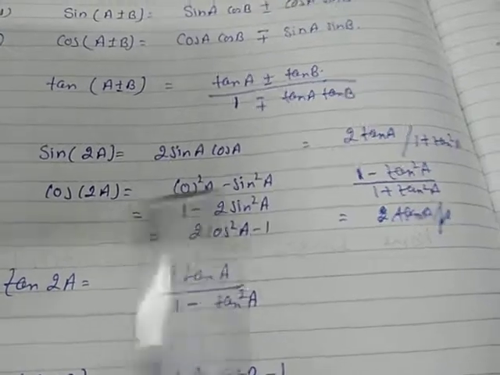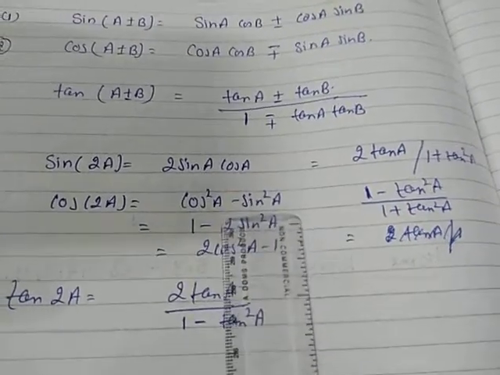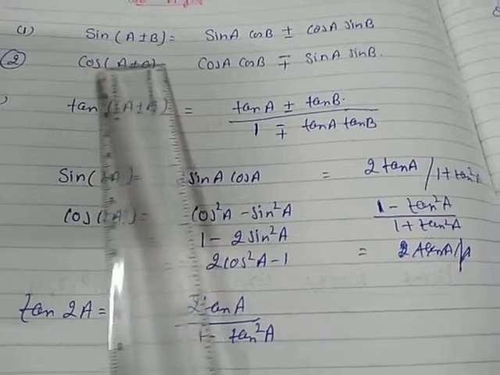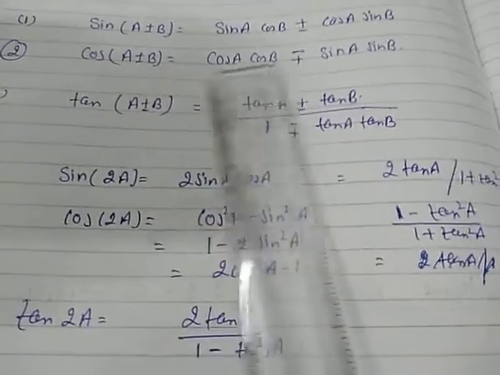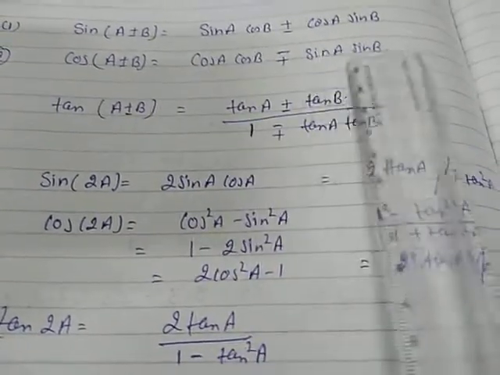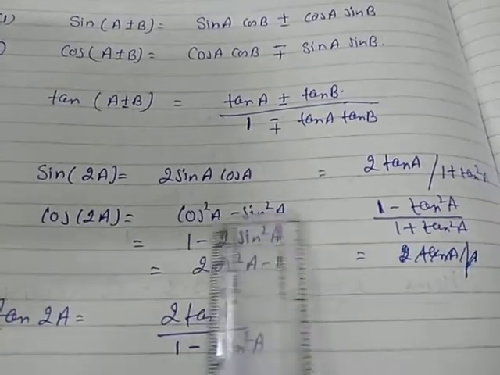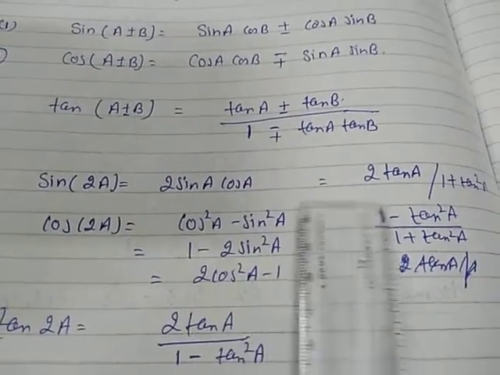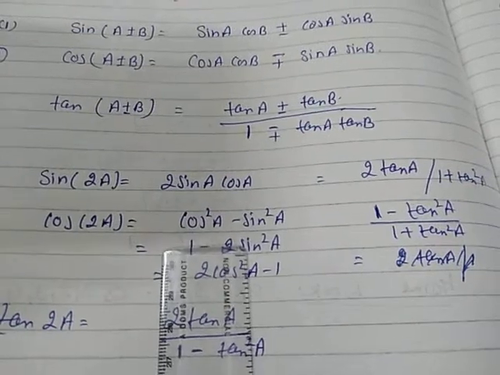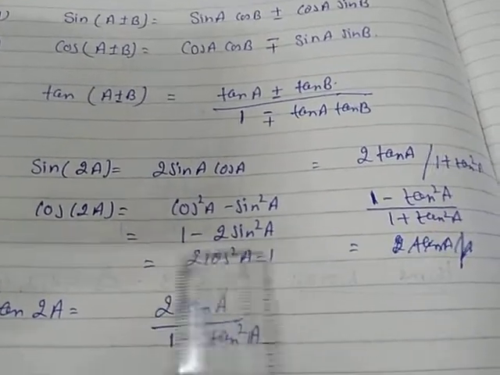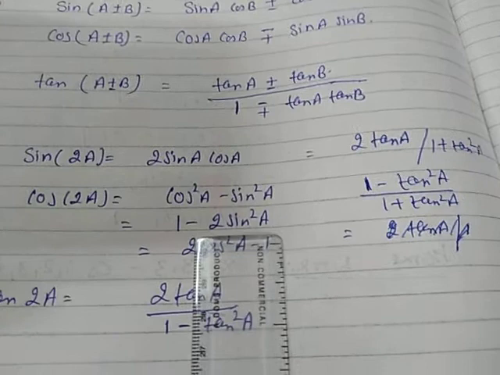Cos 2A is equal to cos square A minus sin square A. When you put the value of A in place of B, you will get cos square A minus sin square A. Now, when cos square A is written as 1 minus sin square A, the formula will be transformed into 1 minus 2 sin square A.